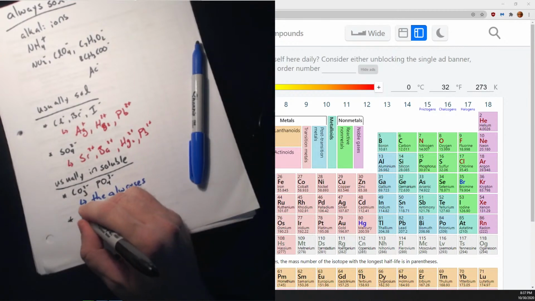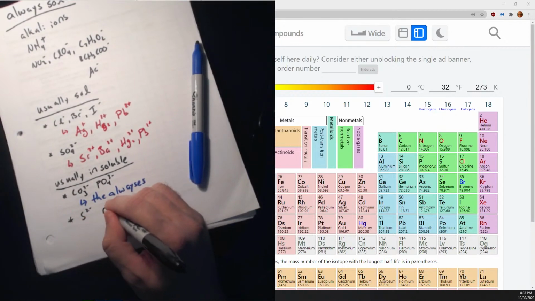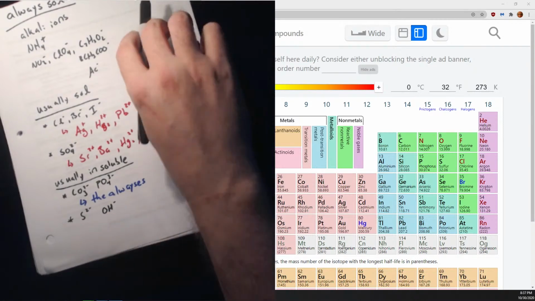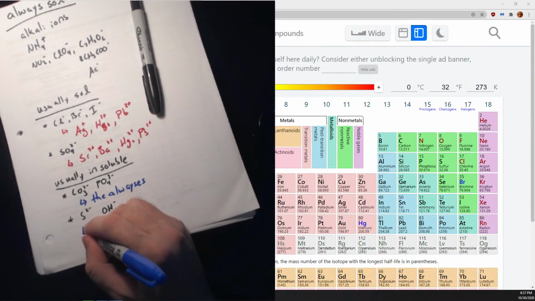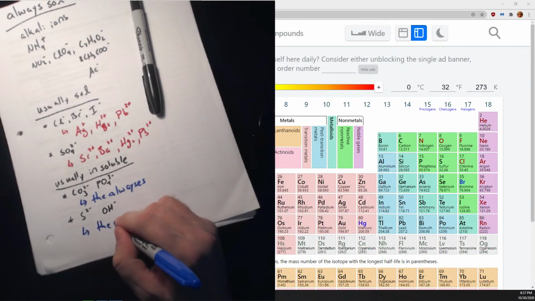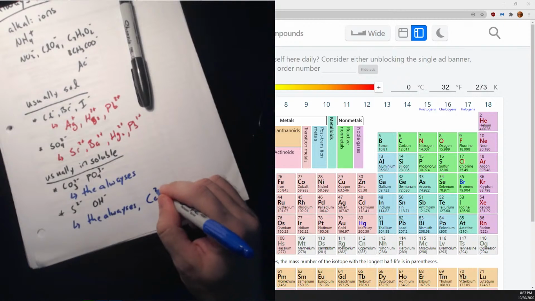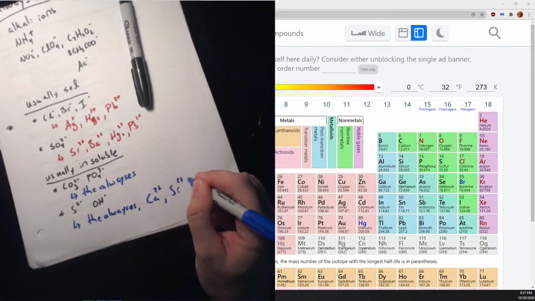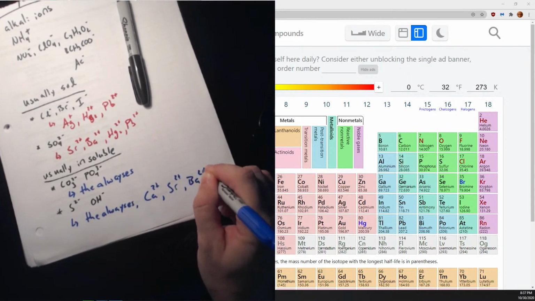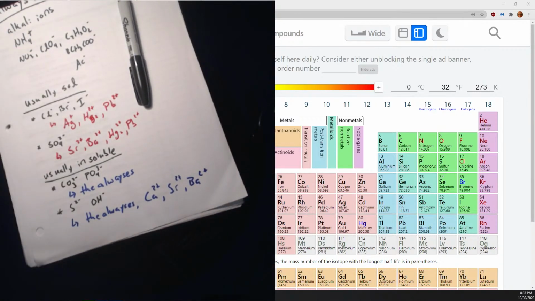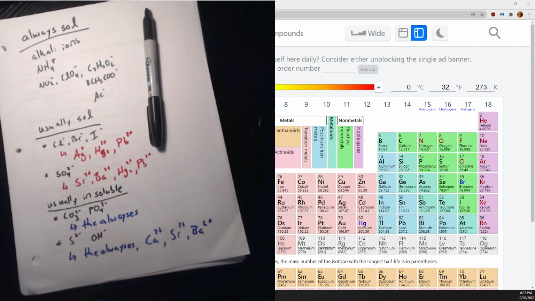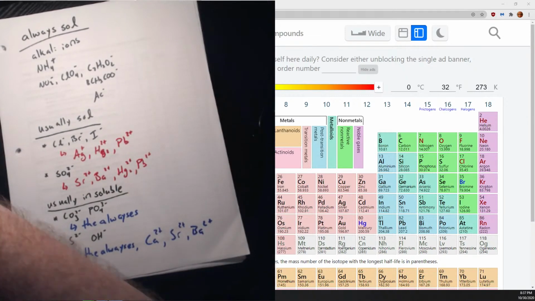And finally, we have sulfide and hydroxide. They prefer to remain out of solution. They will dissolve for the alwayses, and they're a little bit more forgiving because they'll also dissolve for calcium, strontium, and barium. All right, so those are your solubility rules. It pays to remember those because you're going to need those for this lab and also for the test you took this past week.